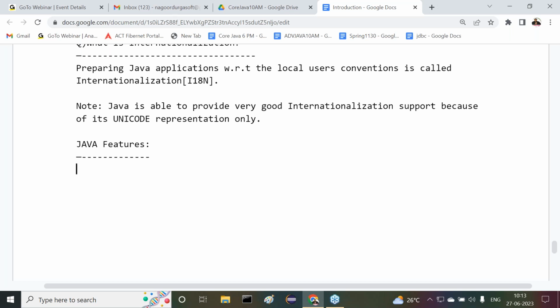Here we have the combinations: 8 GB RAM with 128 GB ROM, then 12 GB RAM with 256 GB ROM, and 16 GB RAM with 256 GB ROM. Like this, three variants are available. If you take 8 GB RAM, the cost of the product is almost 45,000. If it is 12 GB RAM, the cost of the mobile is nearly 50,000. And if you take 16 GB RAM, the cost of the product is 55,000 or something like that.